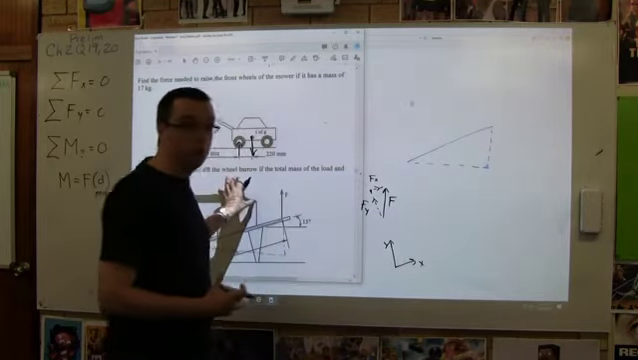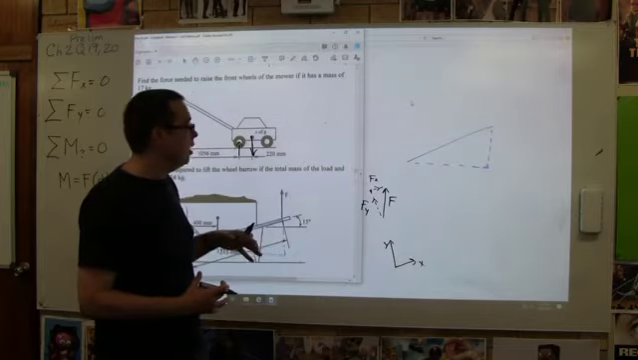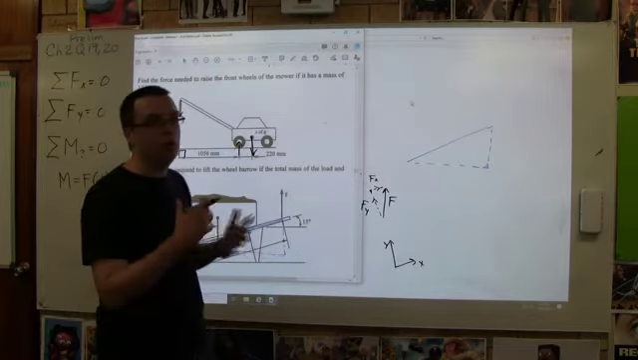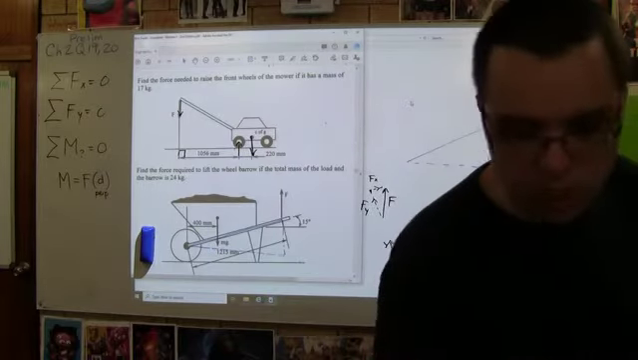That's how I would solve this wheelbarrow question. I think that's a good way to solve it. But I'm going to go through both methods and we're going to talk about both methods and how they work.